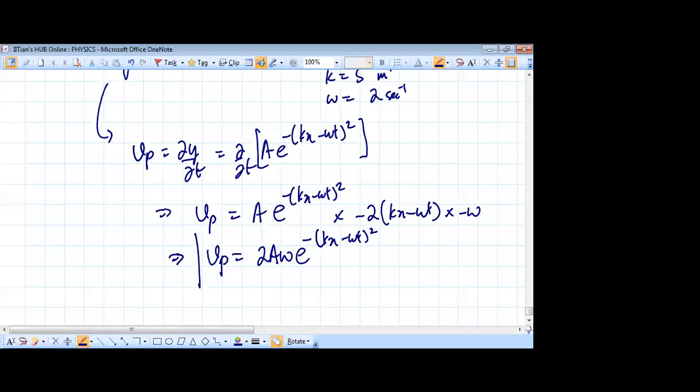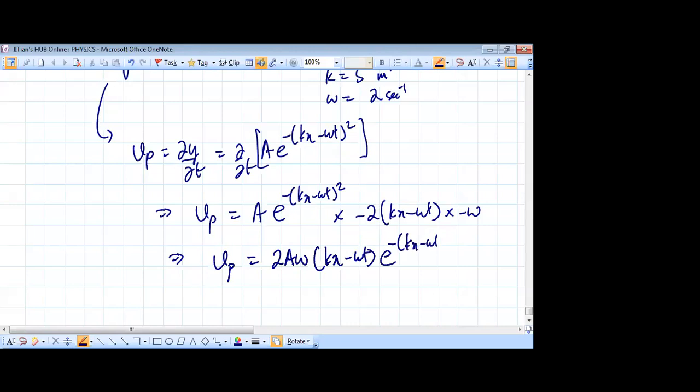Sorry, there is one more term. Let's come into that just a second. There's also the linear term. So that particle velocity formula will become 2 times A omega into this linear term kx minus omega t, into that exponential term. So this becomes the particle velocity in general.